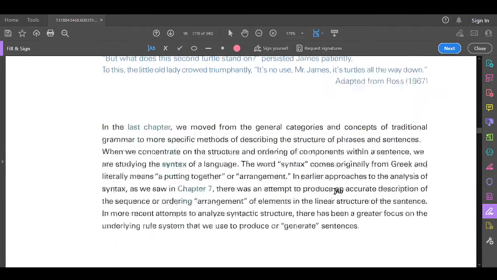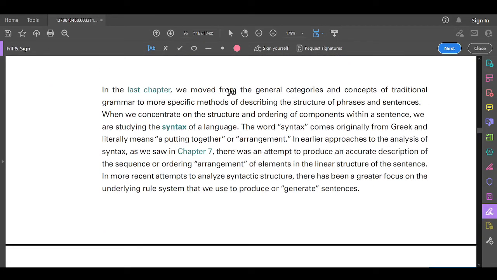So after that, we have chapter syntax, the syntax. In the last chapter, we moved from general categories and concepts of traditional grammar to more specific methods of describing the structure of phrases and sentences. That is the last part we talked about in grammar after the parts of speech. Now we have something called syntax. When we concentrate on the structure and ordering of components within a sentence, we are studying syntax.